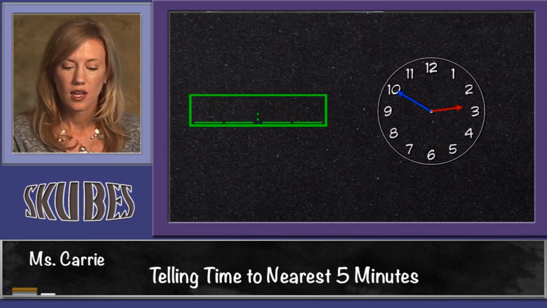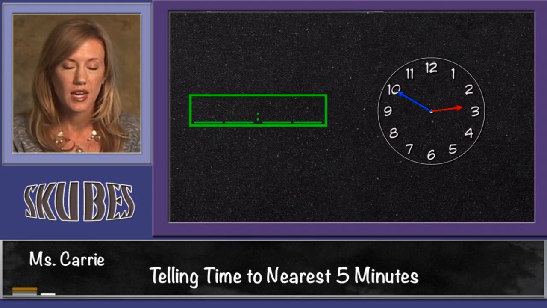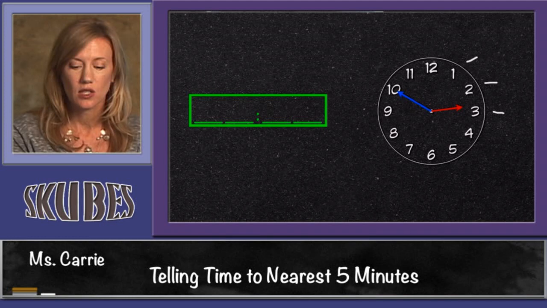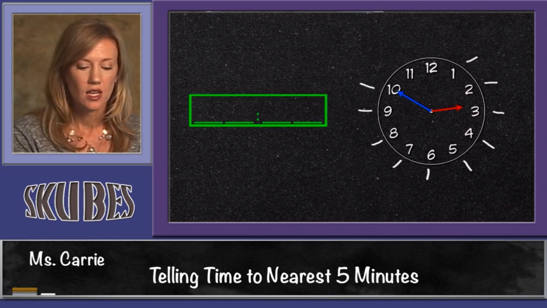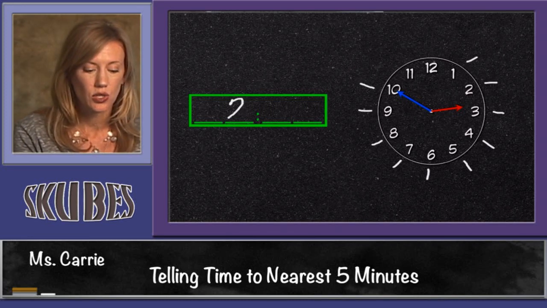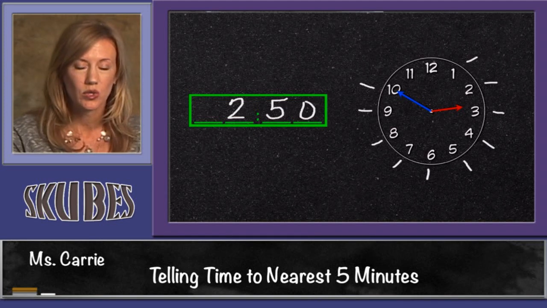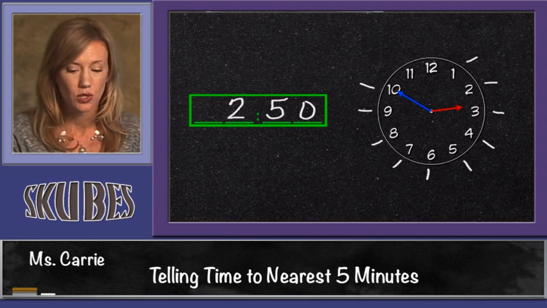On this clock, the hour hand is very close to the 3. It's not on the 3 yet, and the minute hand is on the 10. So let's count by 5s around the clock to see where the minute hand is. 5, 10, 15, 20, 25, 30, 35, 40, 45, 50. This clock says 2:50. Remember, we said the hour hand was close to the 3, but it's not on the 3 yet. So it's not 3:50, it's 2:50.